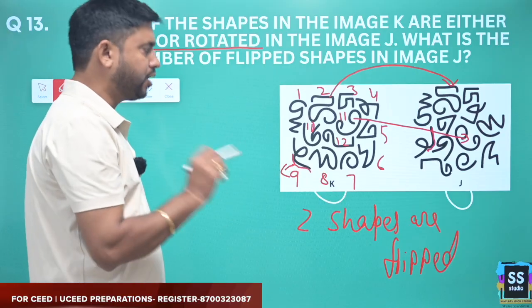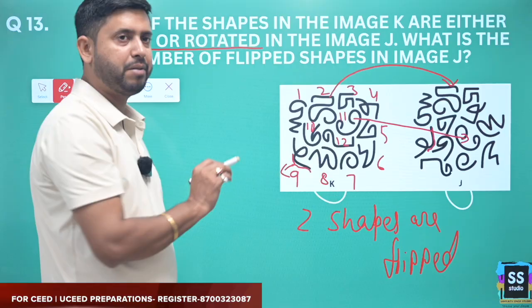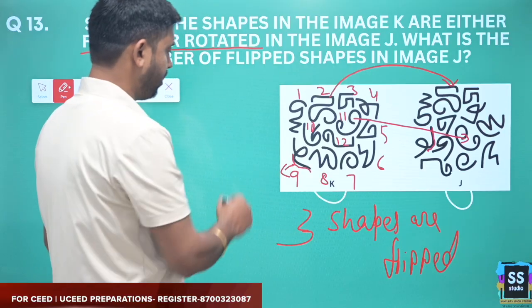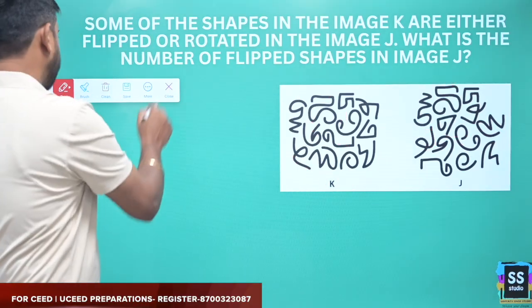So that's where students got confused in analyzing that particular picture, and instead of 2 they did 3, which is the wrong answer. The correct answer is 2. Clear? Moving forward. Next question.